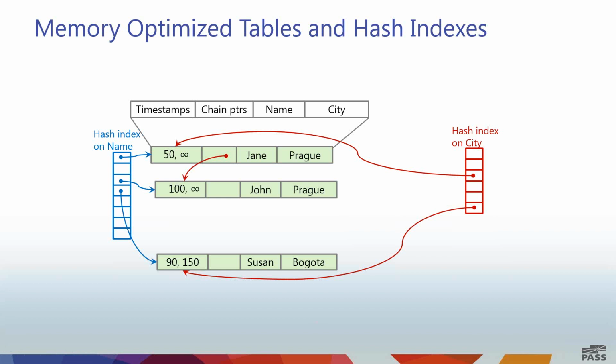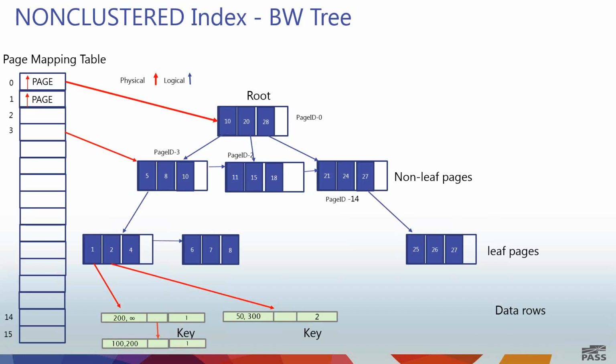Let's go to the next page, non-clustered index Bw-tree. So this is what a non-clustered index looks like. This will probably look somewhat familiar to you, as it does look somewhat similar to a B tree. So you have different levels. You have your root level with a root page, and then at each level of the index you have a number of pages. So in the middle you have these non-leaf pages. At the bottom you have the leaf pages.